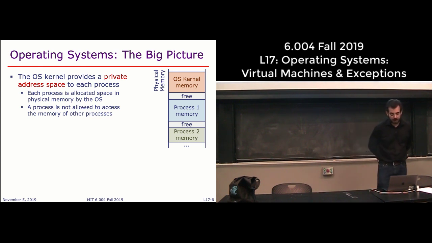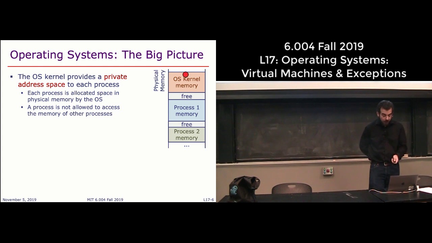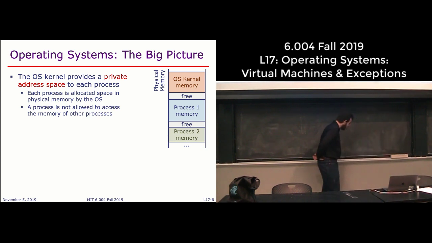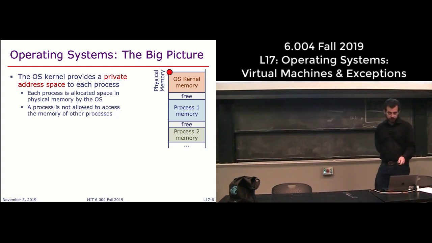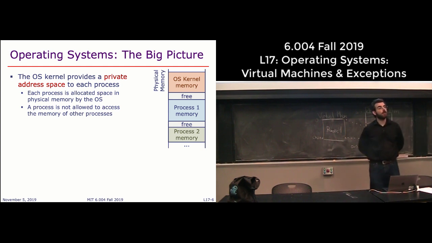So here's a more pictorial representation. This is what we call physical memory. This is basically the contents of main memory, and we call it physical because this is what's actually stored in hardware. And then different processes are going to have different regions of physical memory allocated for them. So, for example, the operating system kernel is going to take some memory here. Process 1 is going to have this range of addresses, and so on.